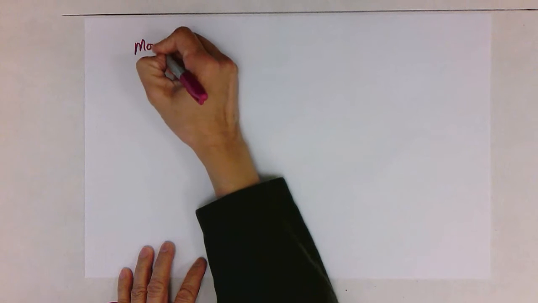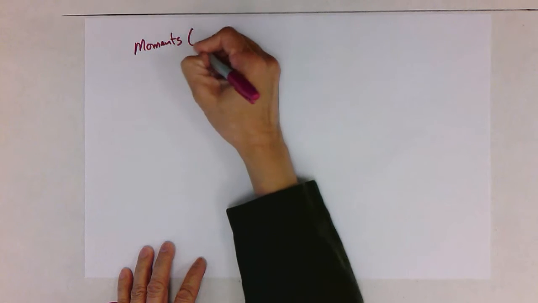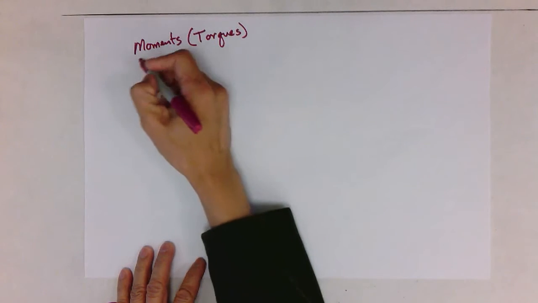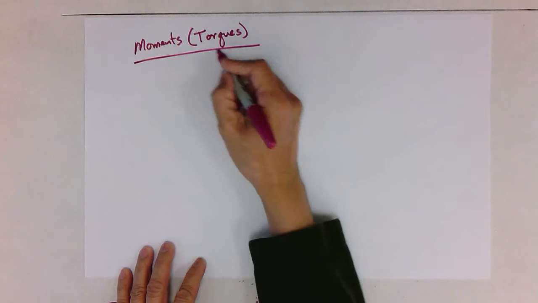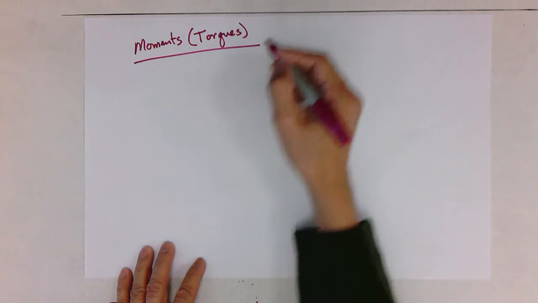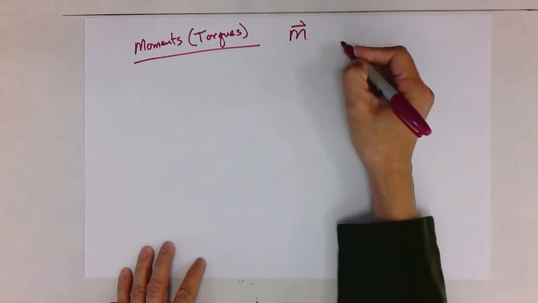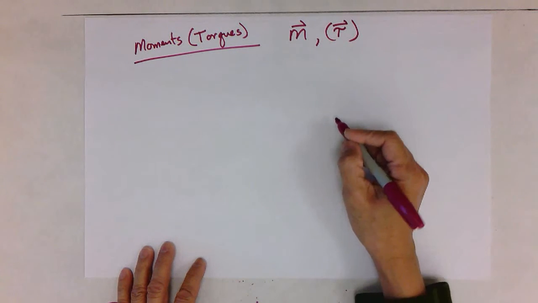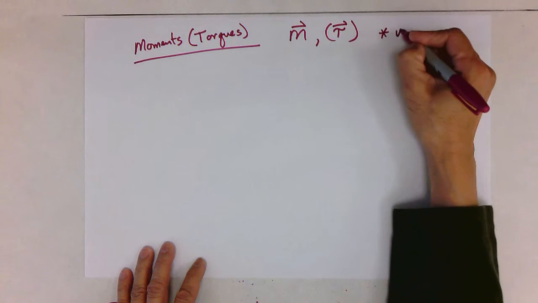Hello everyone. In this video we're going to talk about moments, which you may have heard called torques. Engineers tend to call these quantities moments, physicists call them torques, and they're often denoted by M or a tau for the torques. By the arrow on top you can see that these are vector quantities.